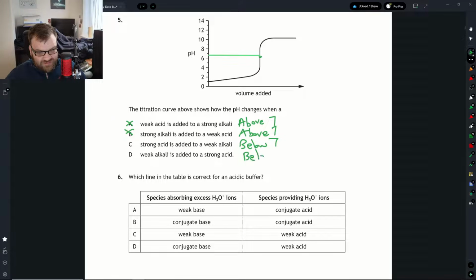Next up, we need to decide, well, what's happening to the pH? Well, we are starting off at below 7. We are starting off with our acid, and the acid is being neutralized, which means the pH is increasing. So we have got a weak alkali being added to a strong acid because we're starting at below 7, and then it's going up toward 7 and past 7 as you add more and more alkali.